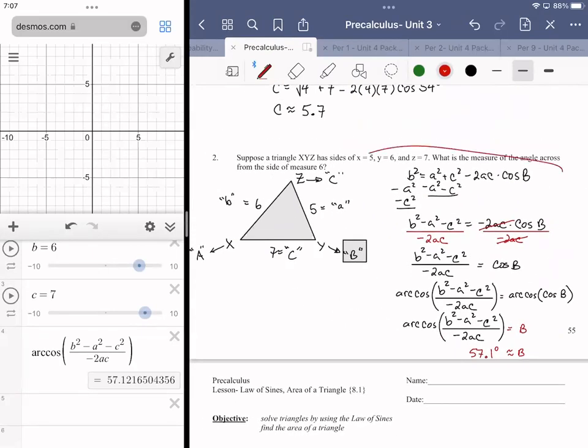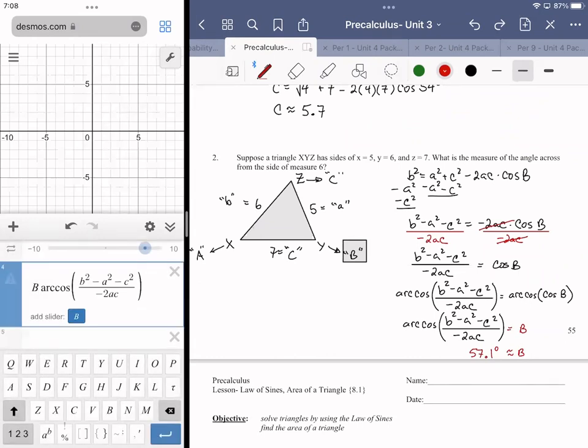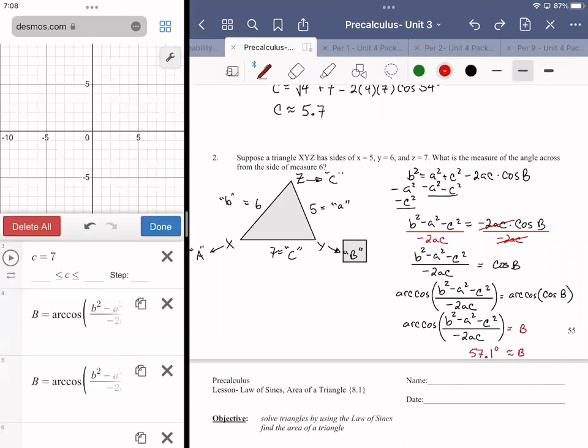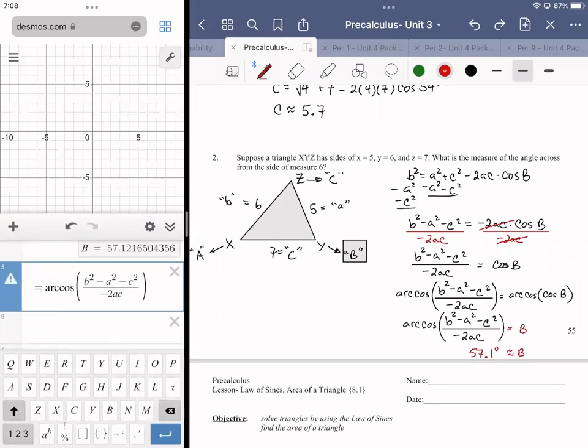I mean, you could have plugged and chugged away from this, plugged the numbers in right away and solved it. But coming up with a general rule is always going to be preferred because then you don't have to reinvent the wheel every single time. So now I know that if I'm given an A, B, and C value, I can figure out angle B. I could also figure out angle A and angle C. I can do a little duplication just by swapping up some of the letters.